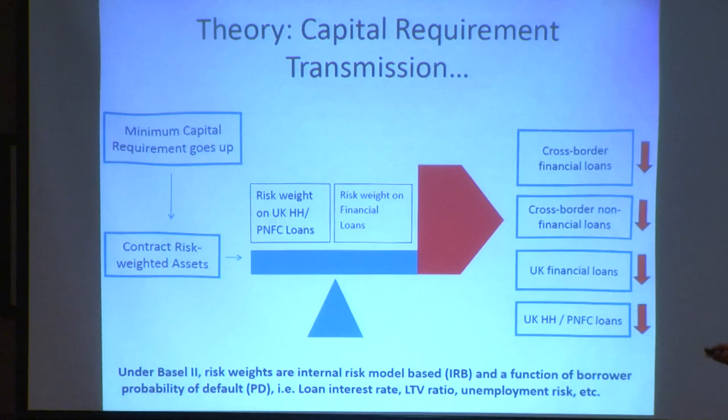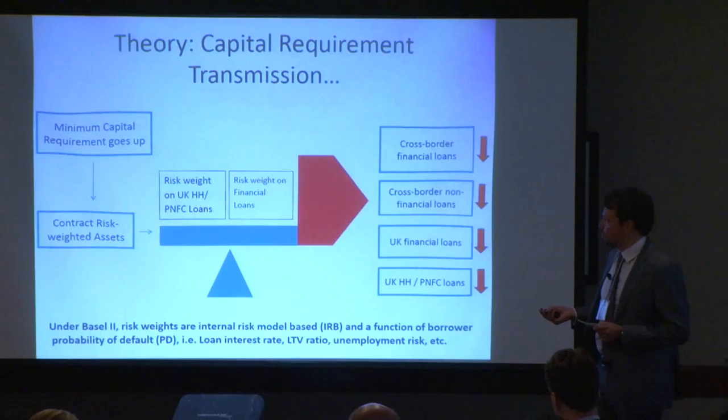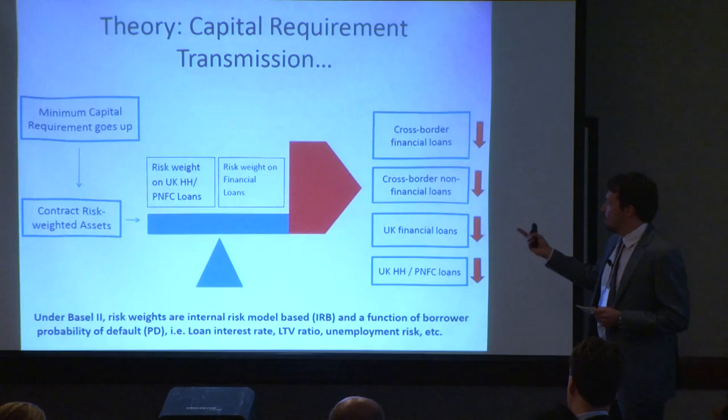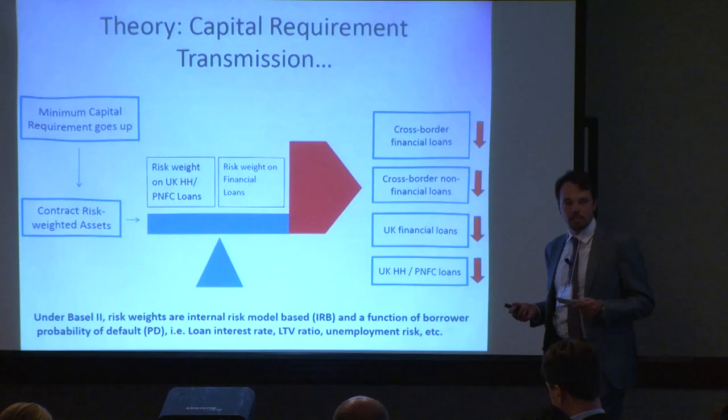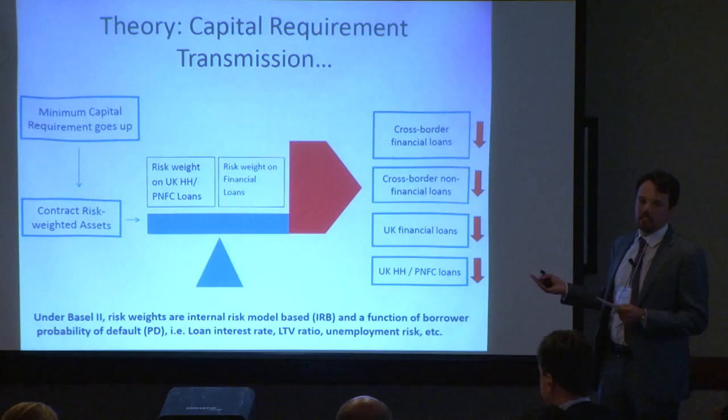I guess it's fair to say when capital requirements are binding and the Modigliani-Miller theorem fails, banks will have to, to some extent, cut risk-weighted assets to meet the increased requirements. And of course, when they decide on what assets they should cut, that will depend, as I maximize return on equity, on the relative risk weights and the relative returns of these assets.